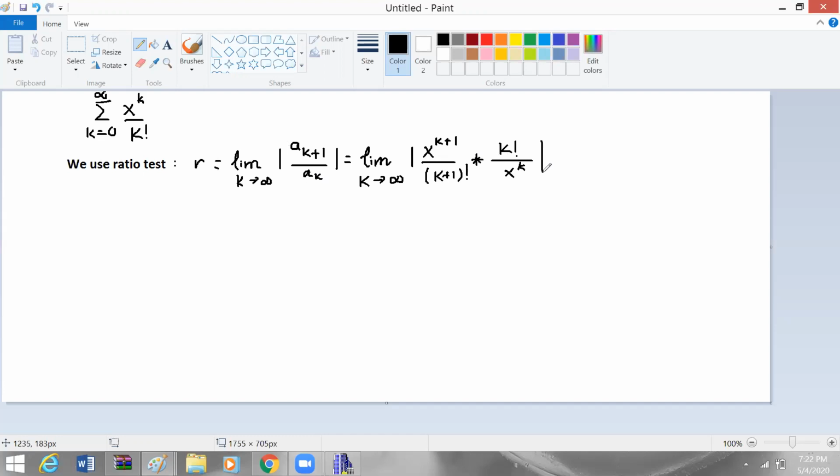And now we simplify them. So x to the k plus 1 over x to the k, we're going to have the x right there. So we keep the x. And then k factorial over k plus 1 factorial.